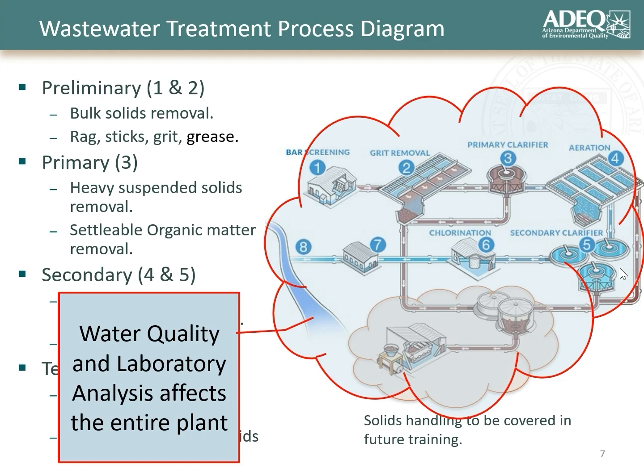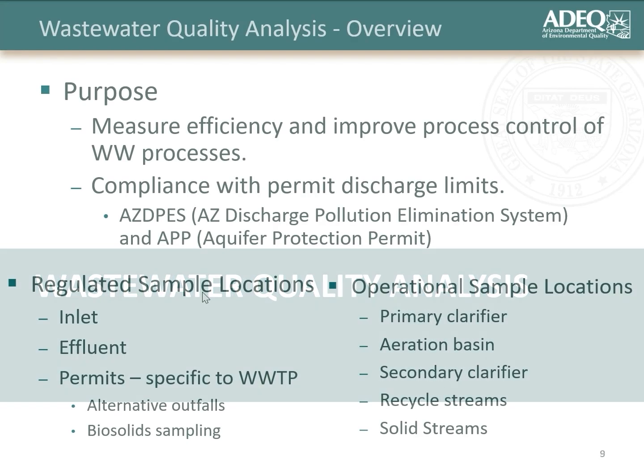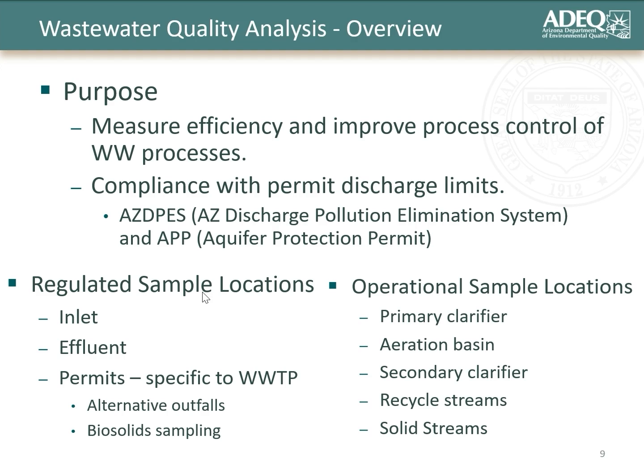Next, we're going to move to water quality and laboratory analysis, which affects the entire plant. Now we're going to move on to wastewater quality analysis. The purpose of wastewater quality analysis is, number one, to measure efficiency and improve process control of your wastewater treatment process. And probably more importantly, is overall compliance with your discharge permit limits, including your ZIPD or APP permit, depending upon your wastewater treatment plant.